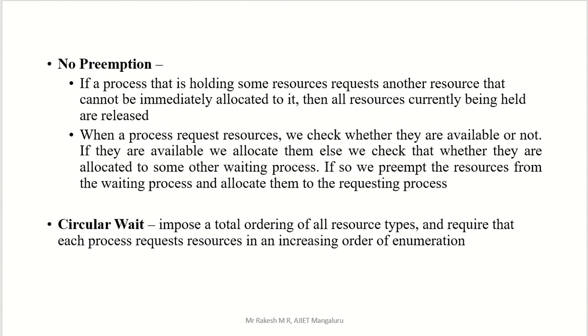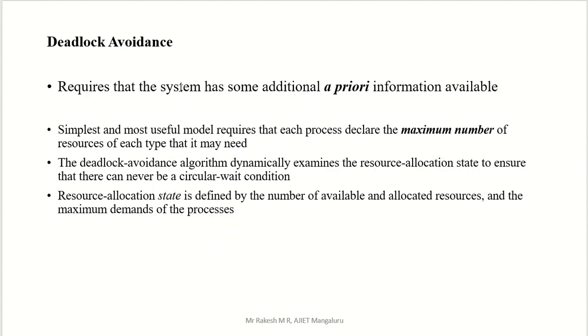So if P1 requests R2, that is allocated and finished. Now after R2, P1 can request only a higher order resource. Higher order resource means either R3 or R4. It can't ask for R1. That is not possible because R1 is a lower order number. You can see R1 is 1, which is a lesser number. Already R2 is given, so it should ask only for R3 and R4. That is the concept in this circular wait. Okay. Deadlock avoidance.